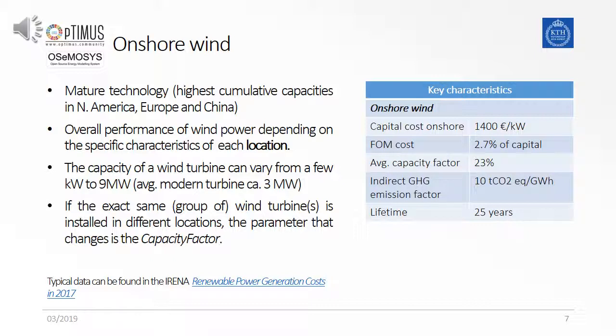For example, capital costs of onshore wind is around 1,400 euros per kilowatt, or the average capacity factor of onshore wind power plants is around 23%. These are just some example values, and these values will differ for each model and each location.